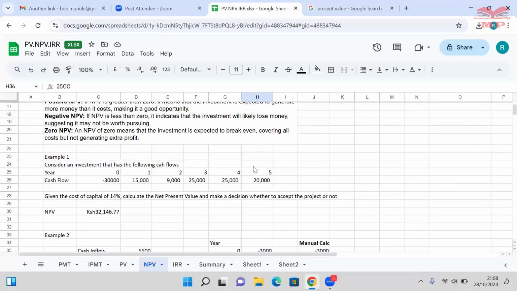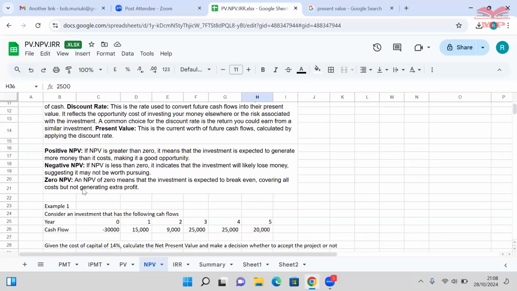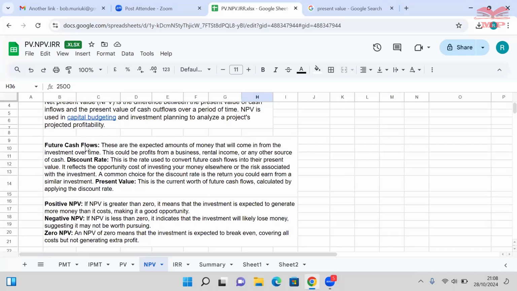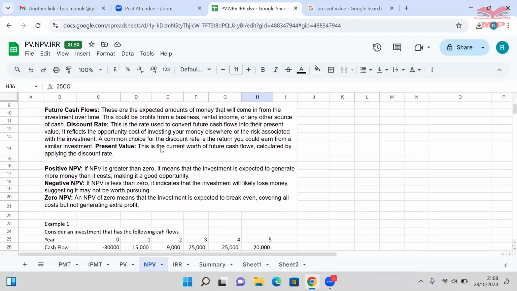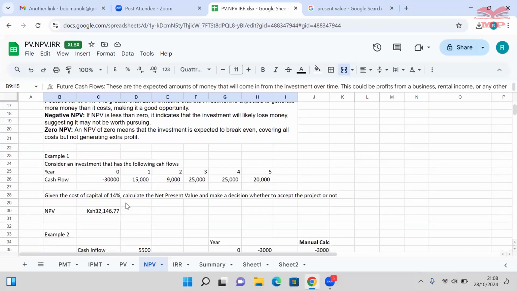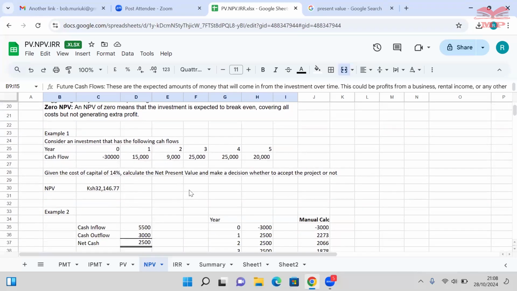But before I jump into the example, let's quickly look at what the theory says here. I think I've talked about future cash flows. These are the expected amounts of money that will come from the investment over time. I think we have done that. Discount rate is the rate used to convert future cash flows into their present value. So that is that rate, the 8% we have looked at. Then present value, we have said it is the current worth of some future cash flow, calculated by applying the discount rate. So I think we have done these ones. So let's go into an example of the net present value and see how that will work.